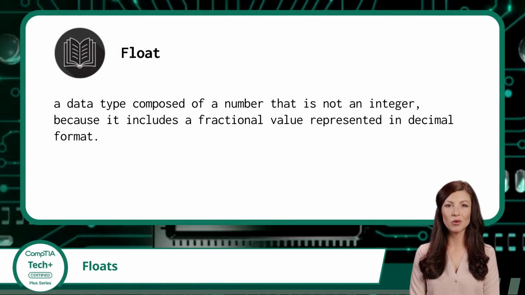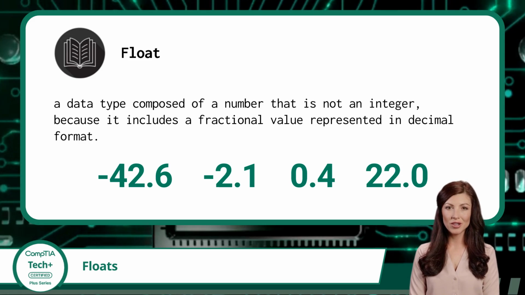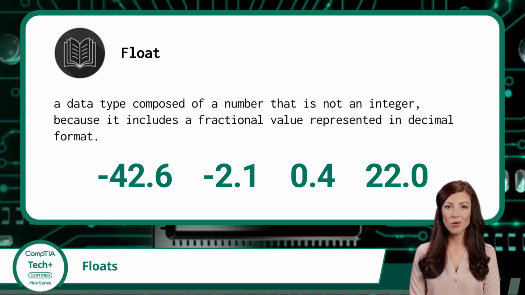Floats. Float is a data type composed of a number that is not an integer, because it includes a fractional value represented in decimal format. If you see a decimal point in the value and no quotation marks, there is a good chance it is a float. Now, one thing to be on the lookout for is a whole number represented with a 0 to the right of the decimal point.